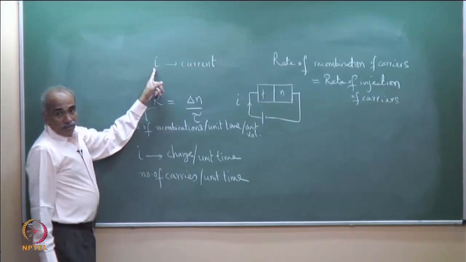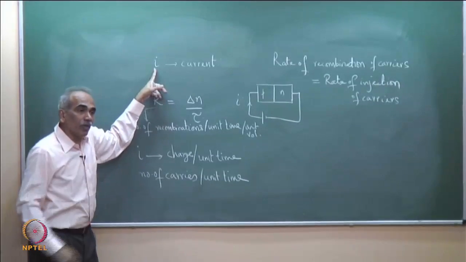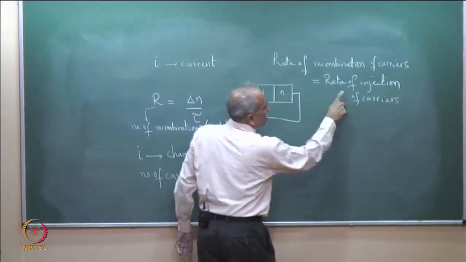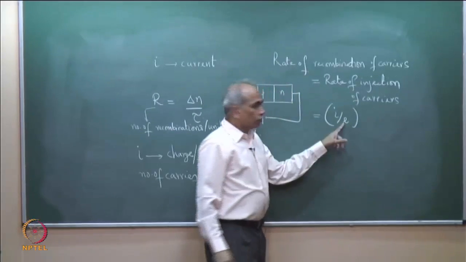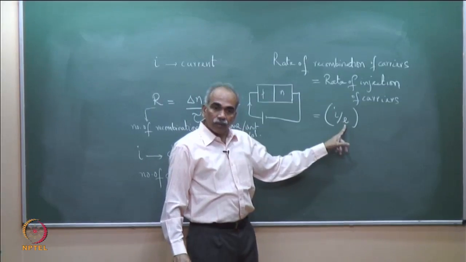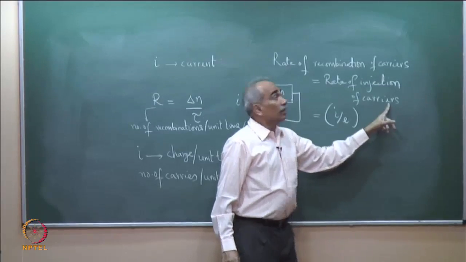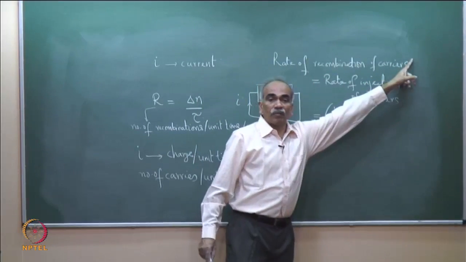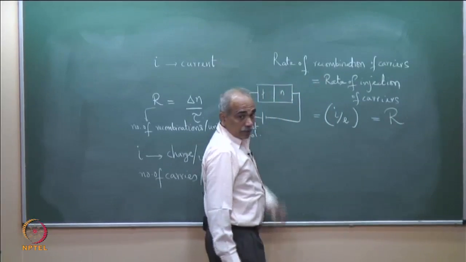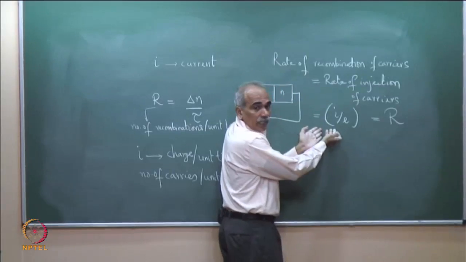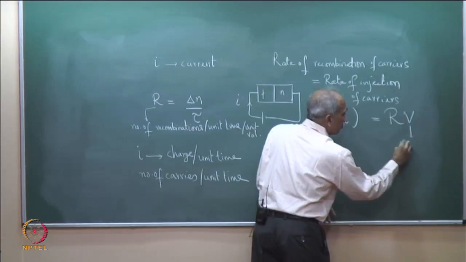I is the rate at which charge flows. What is the number of carriers that will flow per second? So, rate of injection of carriers is equal to I divided by e. Charge of one carrier is e. So, I divided by e will give you rate of injection of carriers. This is equal to rate of recombination of carriers. What is the rate of recombination of carriers? R, but this is per unit volume. In the current there is no unit volume. So, R into V, where V is the volume.